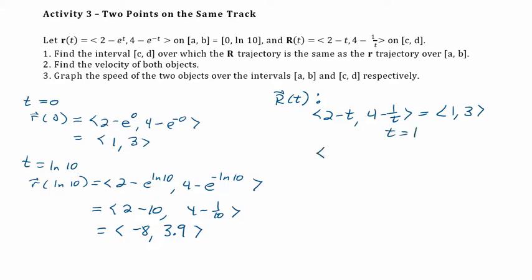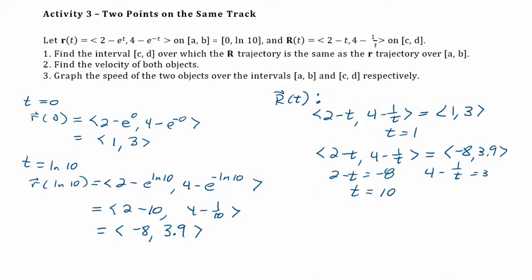And then we want (2 - t, 4 - 1/t) to come out to be (-8, 3.9). All right, so I need my first component here, 2 minus t, to be -8. So that's going to be 10. And I need my second component. Let's just double check it. If I have t as 10, I'm going to get 4 minus a tenth, which is 3.9.